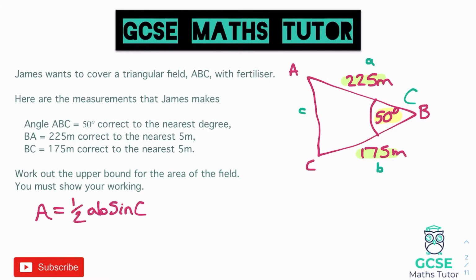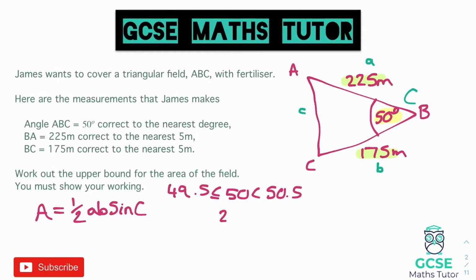So in order to get the largest area of the field, we're going to want the largest lengths and the biggest possible angle. That's going to make the field as big as possible. So again, just like our previous question, we need to write the error intervals for all of these pieces. So we've got 50 degrees correct to the nearest degree. Now if we write that as an error interval, there we go, that's going to be 50.5 degrees as our upper bound and 49.5 degrees as our lower bound.